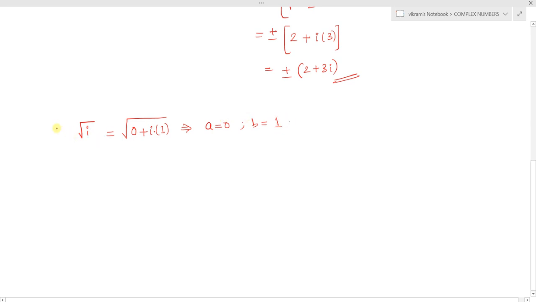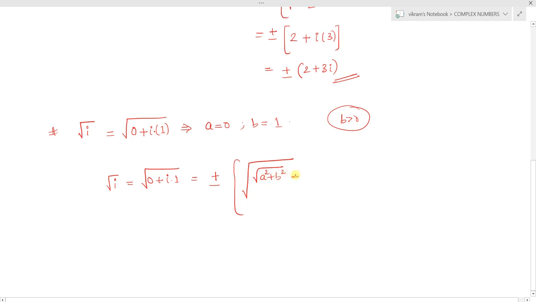Okay, then the square root of i. Here b is greater than 0, so which formula do we need to use? The square root of i equals the square root of 0 plus i times 1. As b is greater than 0, we use plus or minus, square root of (square root of a square plus b square plus a) by 2, plus iota times square root of (square root of a square plus b square minus a) by 2.